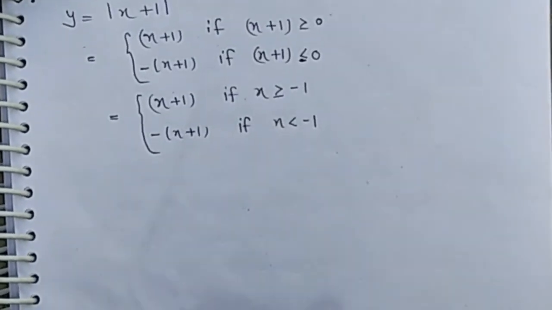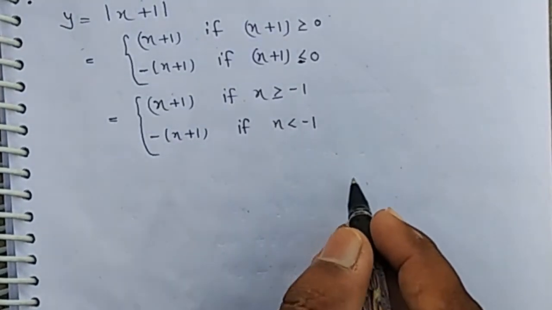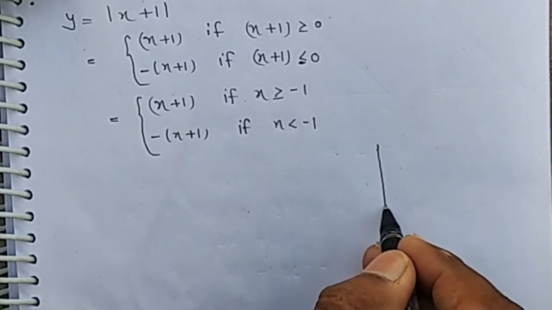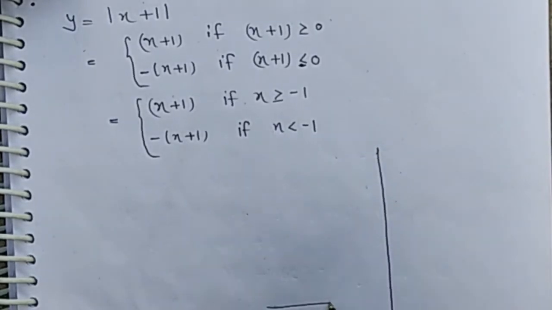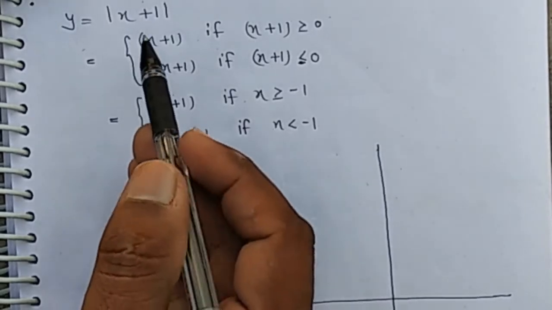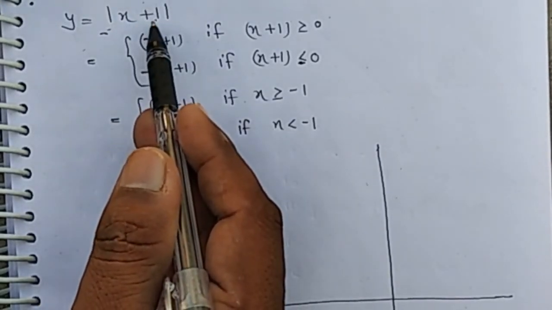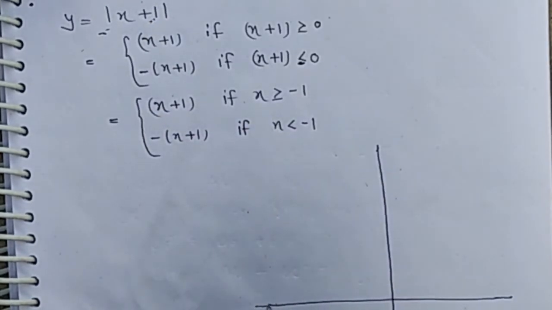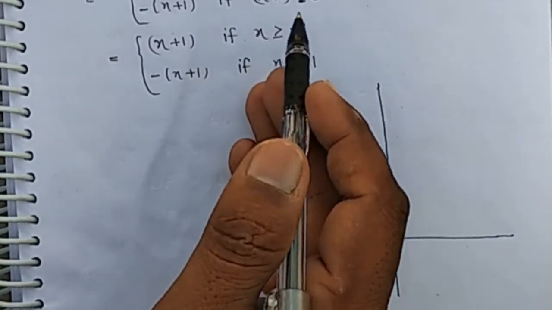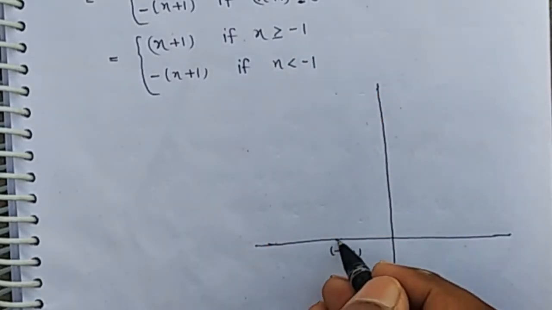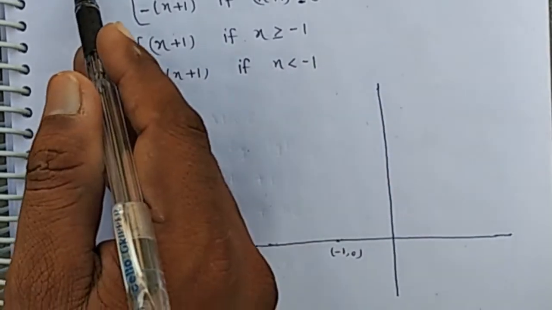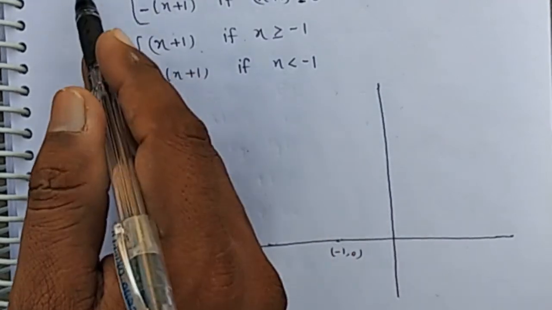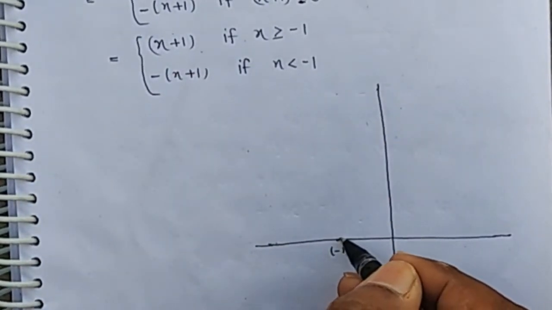Now sketch the graph of this curve. Y equal x plus 1 cuts the x-axis at -1, 0. When x is greater than or equal to -1, we have y equal x plus 1, which means the curve gives positive values.